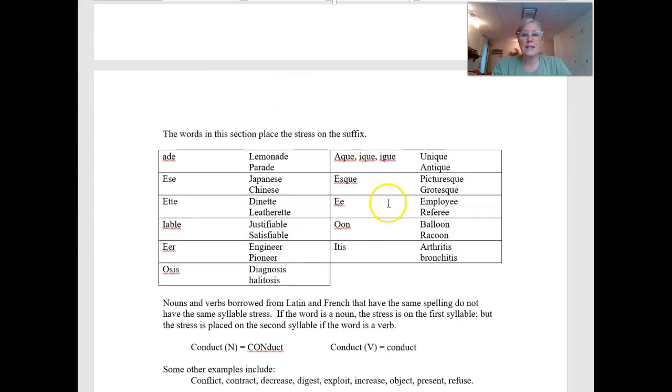The words in this section, the stress is on the suffix. So at the very end: lemonade, parade, Japanese, Chinese, diagnosis, halitosis, unique, balloon, raccoon, arthritis, bronchitis.